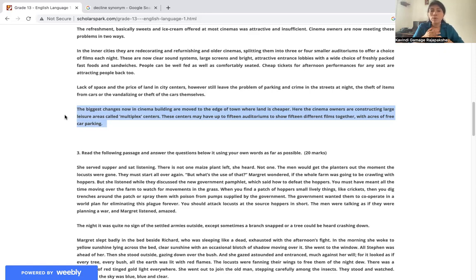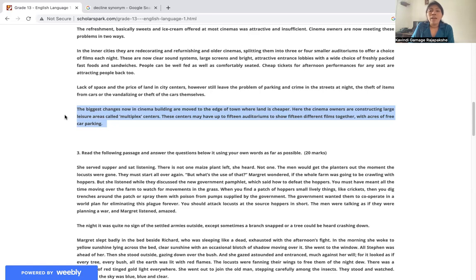Now the cinema owners found a new approach, or you can say the cinema owners found cheaper lands, a bit far away from the town area, and construct multiplex centers. Then the last line says these centers may have up to 15 auditoriums to show 15 different films together with acres of free car parking.